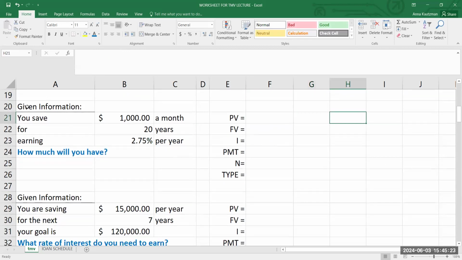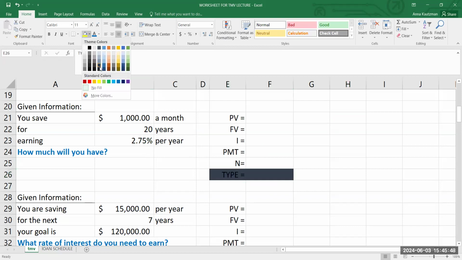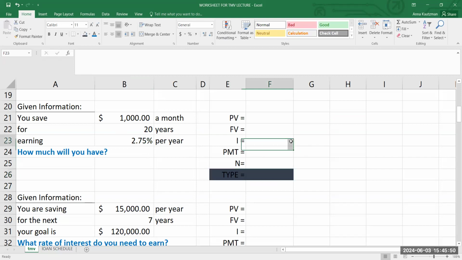Next part, again, the given information from the problem. You save $1,000 a month for 20 years, and it earns 2.75% per year. How much will you have at the end of that time period? We're going to do the same process. For purposes of this section, going to ignore the type.